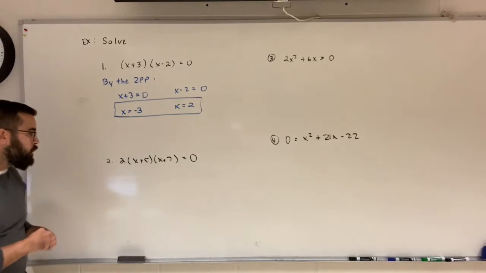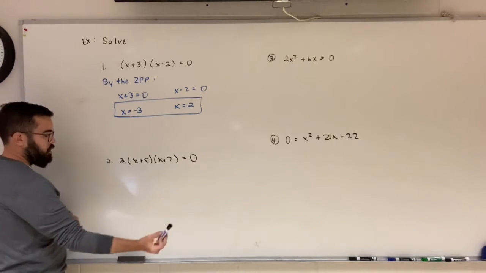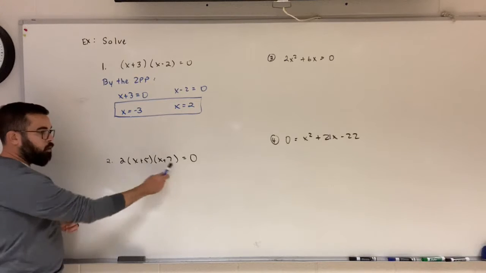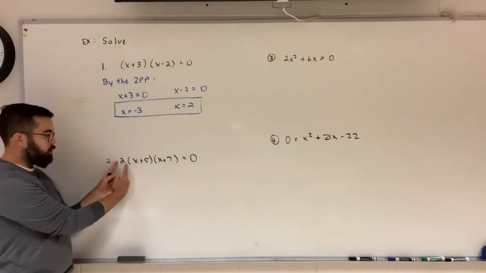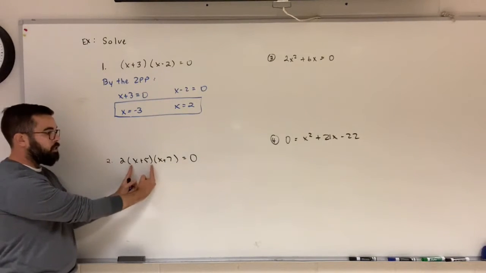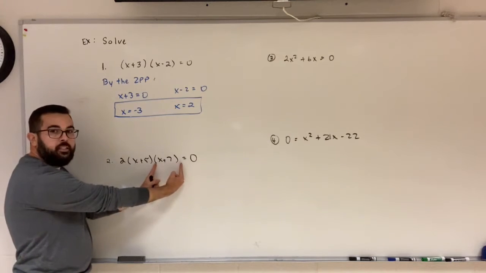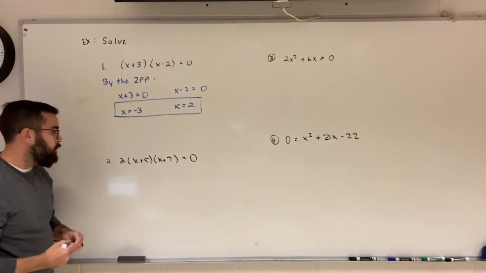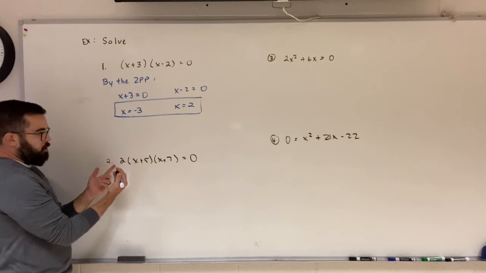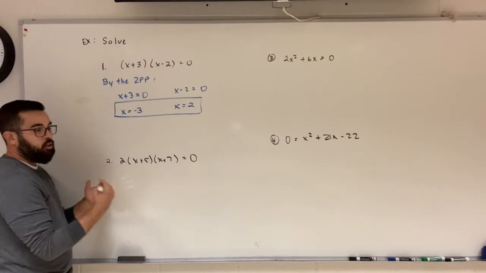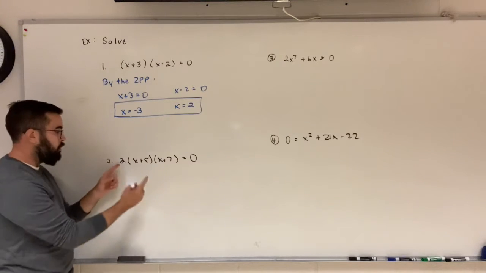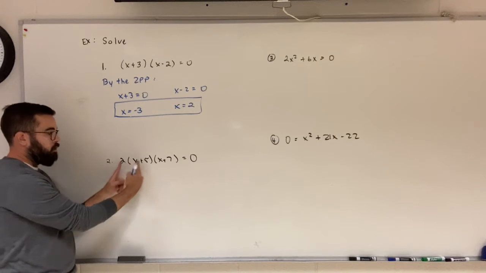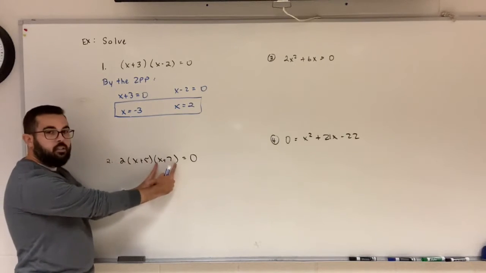All right, so next problem. Now we have 3 quantities multiplying to 0. The first quantity is 2, the second quantity is x plus 5, the third quantity is x plus 7. All right, so this is the zero product property again, and it would say, well, either this is causing the 0, this is causing the 0, or this is causing a 0.